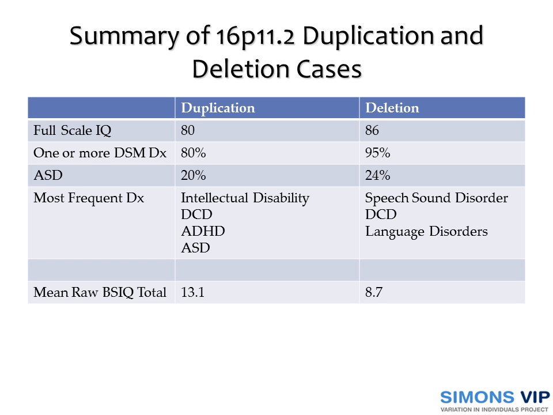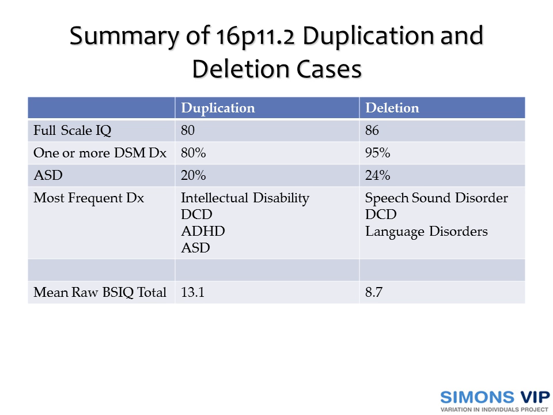So just to summarize, the full-scale IQ for our duplications is about 80, and for the deletions it's 86. And as we were talking about the diagnoses, the number of people who had one or more diagnoses for the duplications was 80%, and for the deletions it was 95%. And then ASD, or autism spectrum disorder, for the duplications it was 20% of individuals, and for the deletions 24% of individuals, which is higher than what we would expect in the normal population, and certainly much higher than we saw in the siblings.